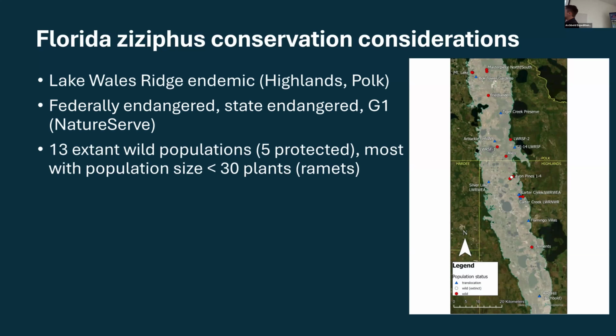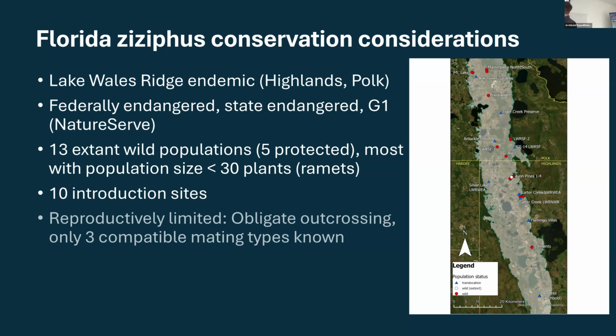While that's a decent number of populations, most of them are highly clonal, and most of them also have fewer than 30 plants, which are just clonal ramets. Because of that, we have done several introduction sites across the ridge, which are in blue here. Those are helping to improve its outlook. But it does have reproductive limitations: it's an obligate outcrosser, and only 3 compatible mating types are known that are able to produce fruit.